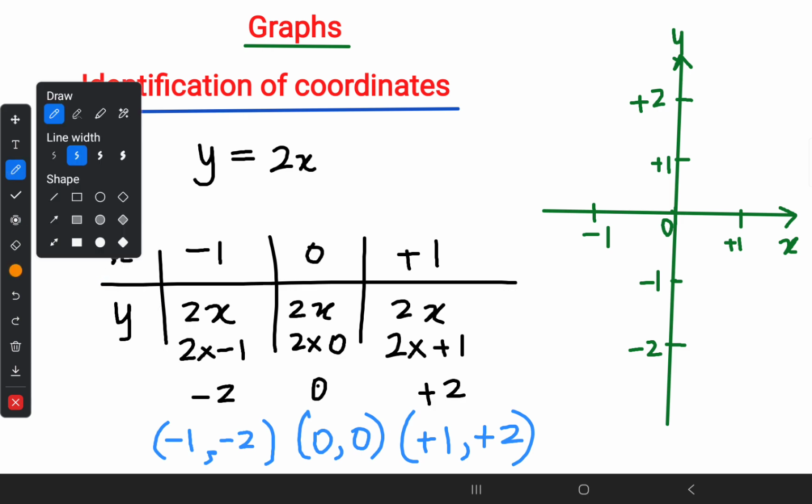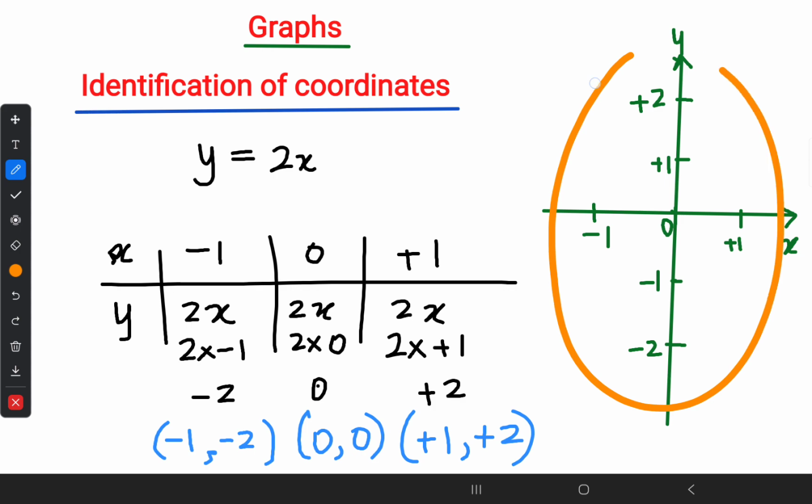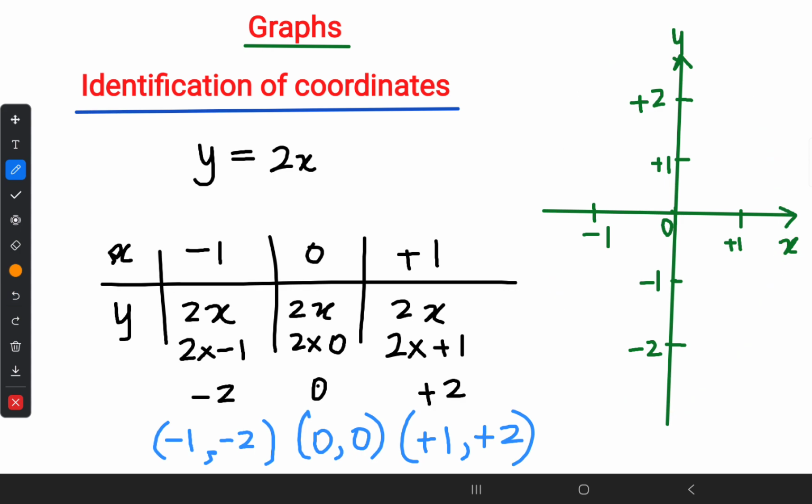Now let's come to the next part, to plot the exact coordinates in this Cartesian coordinate plane. This is called the Cartesian coordinate plane. In this, we are going to mark these 3 coordinates.